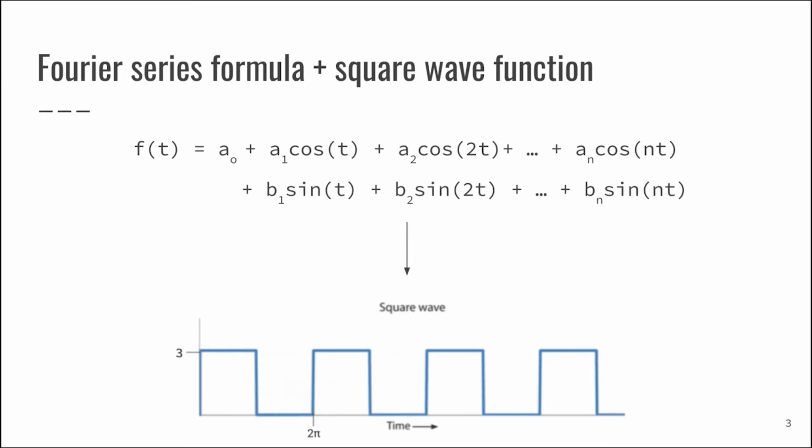As I said in the last slide, a Fourier series models periodic functions through the sum of sines and cosines. So a periodic function f of t equals a of 0, which is a constant, plus a of 1 times cosine of t, plus b of 1 times sine of t, plus a of 2 times cosine 2t, and so on. In this presentation, we will use a Fourier series to represent the square wave function, which has a period of 2 pi. So how do you get from the equation to the square wave function?